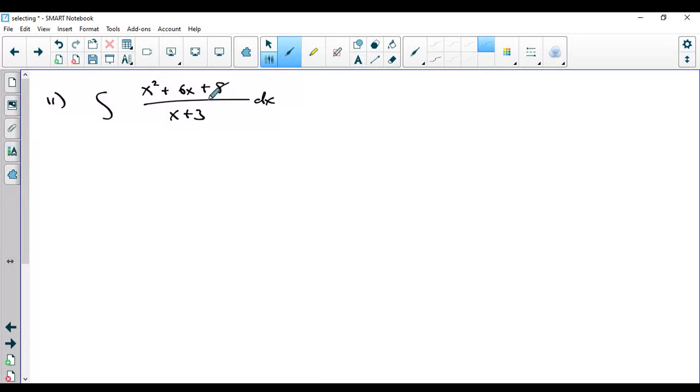So the actual way to go, when the top is a higher degree, one of your little tools in your bag of integration tools is to long divide, right? And you could synthetically divide here, but I'm going to show the long division. So if we go ahead and there's no fillers, right? I didn't miss any x's or anything like that.